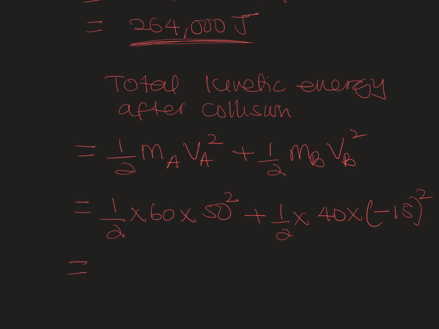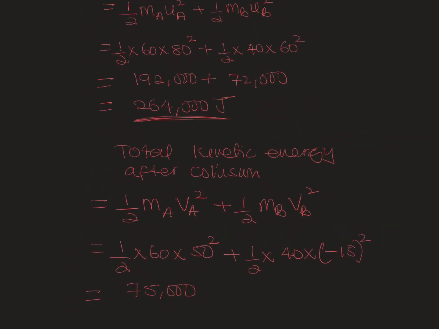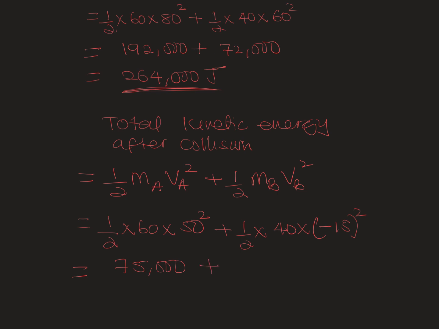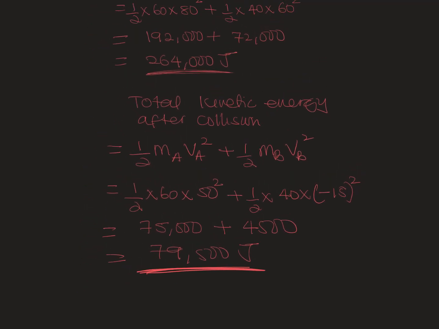That will be half 60 multiplied by 50 squared, which is 75,000, plus half 40 multiplied by negative 15 squared, that will be 4,500. If you add them together, you have 79,500 joules. So this was the total kinetic energy after collision.